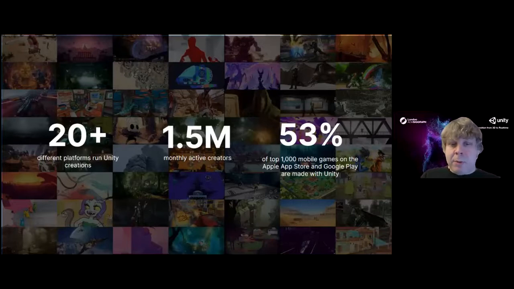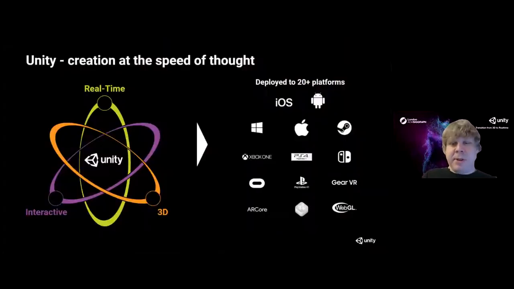20 different platforms run Unity, 1.5 million active creators, 53% of the top mobile games. Here's some of the platforms. That's pretty much where we're really special: if there's a device in your house, whether it be a smart toaster or a VR headset or a phone, you could build a game for it or an animation or a film or an experience for it in Unity.